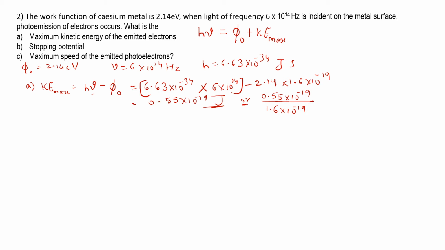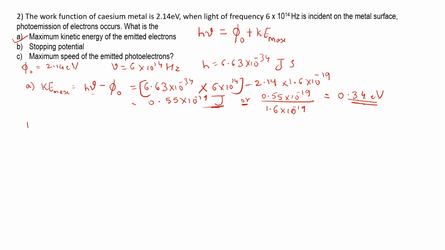This is when we want to write the energy in terms of electron volt. If you calculate this, you will get the answer as 0.34 electron volt. This is in terms of joules, this is in terms of electron volt. So now we got the maximum kinetic energy: in terms of joules it is 0.55 into 10 raised to minus 19, in terms of electron volt it is 0.34.